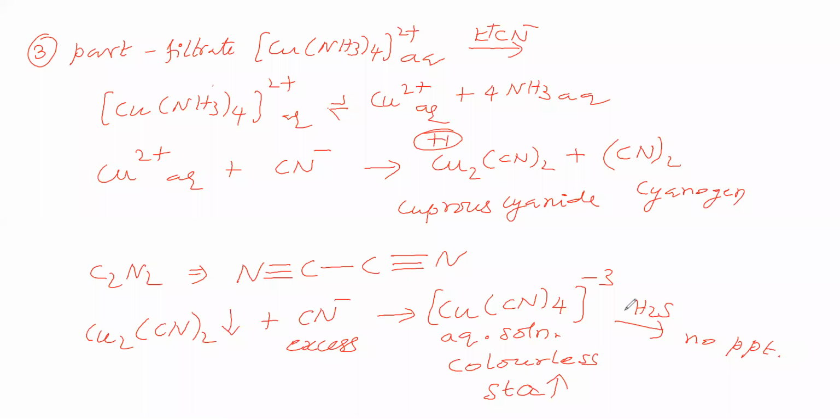So in the third part of the filtrate, you are adding potassium cyanide. The cupric is converting into cuprous, and the cuprous cyanide is a precipitate. This precipitate dissolves in excess cyanide and gives the complex Cu(CN)4 3-, which is colorless. This complex has higher stability, so it does not give any precipitate with H2S gas. Okay, so that is the analysis for copper.